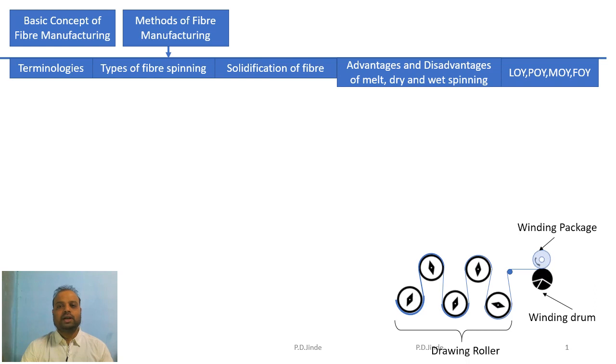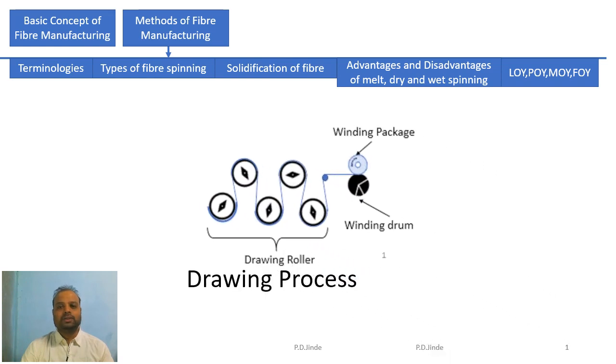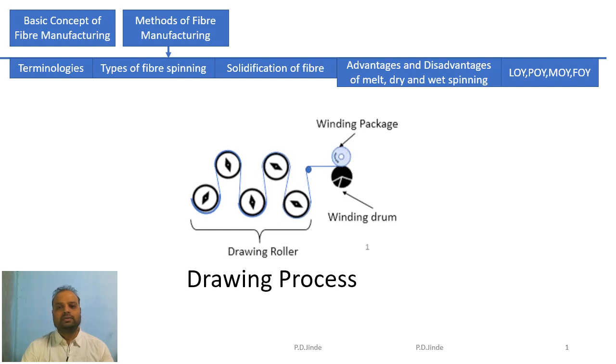The process where yarn is stretched multiple times is called the drawing process. This drawing action takes place with the help of draw rollers. Filaments pass over and under each of the draw rollers as shown in this figure. You can see that once filaments are extruded, they are bunched together and pass under the first roller, then over the second, then under the third, over the fourth, and so on, and ultimately get wound onto the winding package.